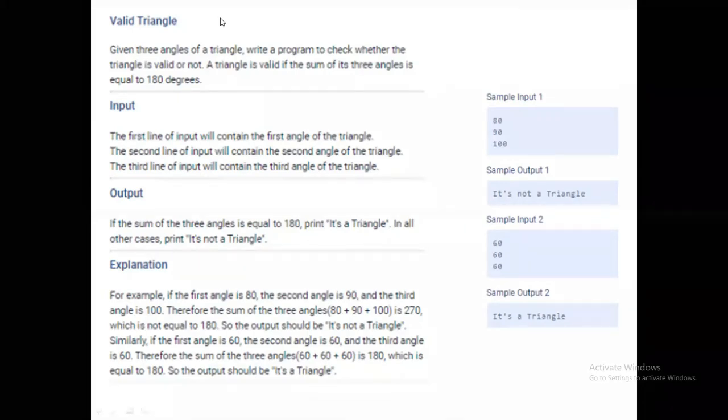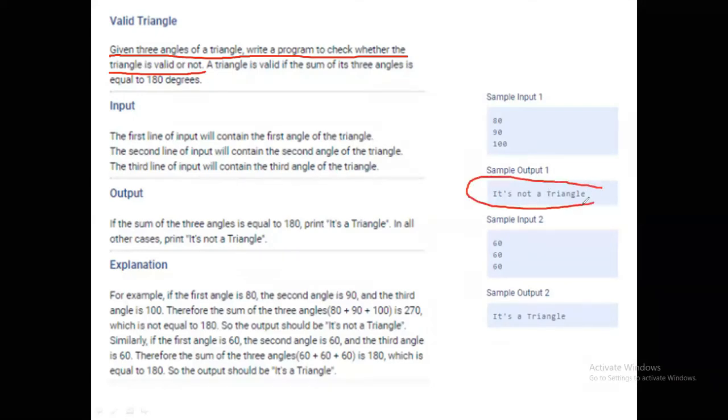Valid triangle. Given 3 angles of a triangle, write a program to check whether the triangle is valid or not. Here we are going to print two outputs: one is it's not a triangle, the other is it's a triangle. So here we are going to use if else. You understand like this.